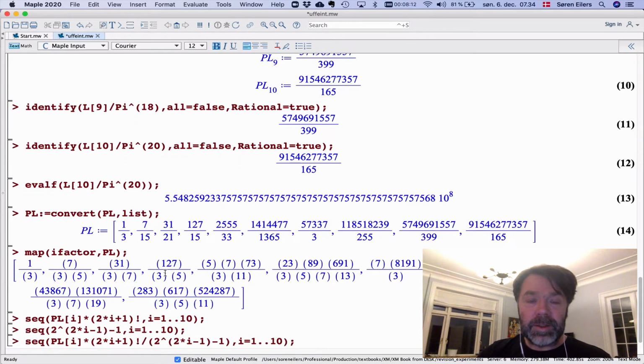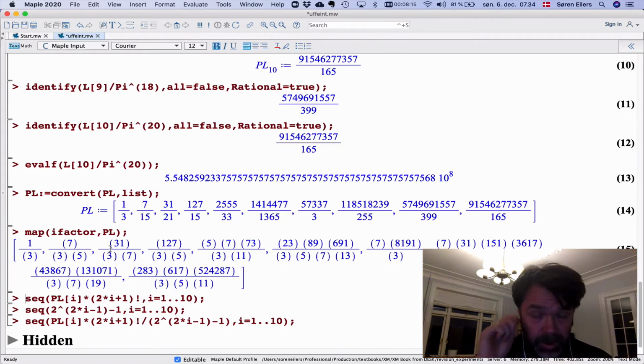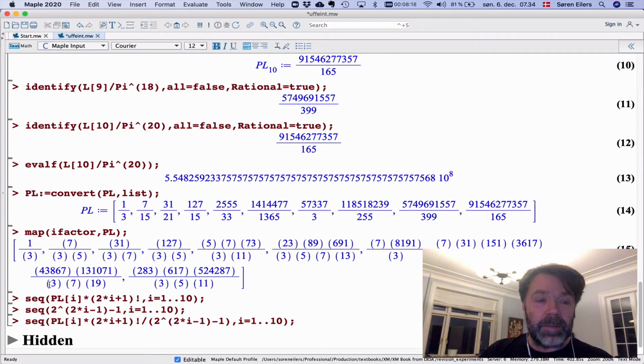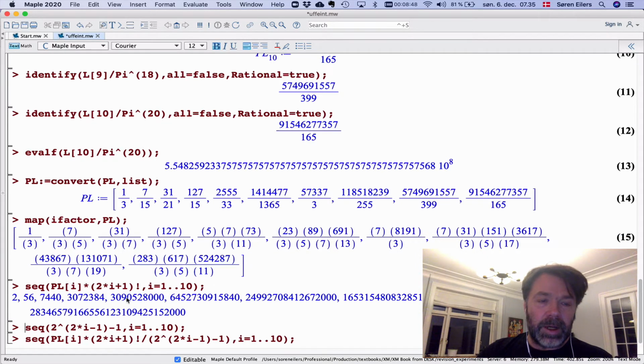The first thing that looks interesting here is that I have some numbers in the denominator that look quite small. When I factor them out, these numbers are not very big to begin with, but they also have the property of being products of fairly small primes. So in order to get rid of the fraction, I'm just going to multiply it by some power, some factorial. And after a little bit of trial and error, I found that I had to do 2 times i plus 1 factorial.